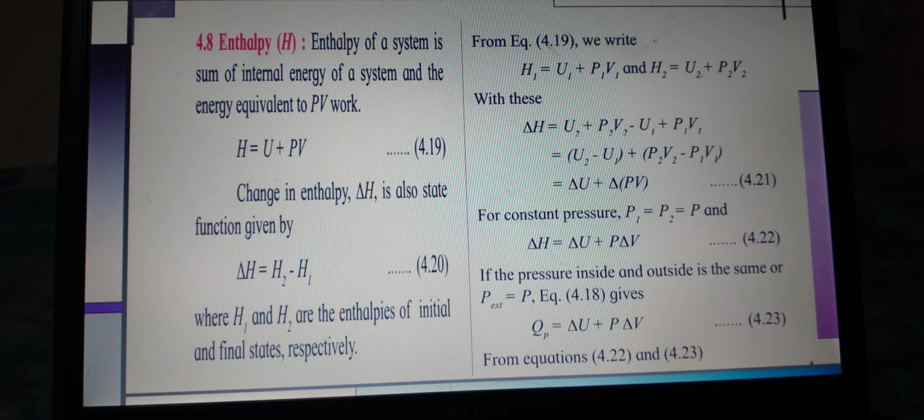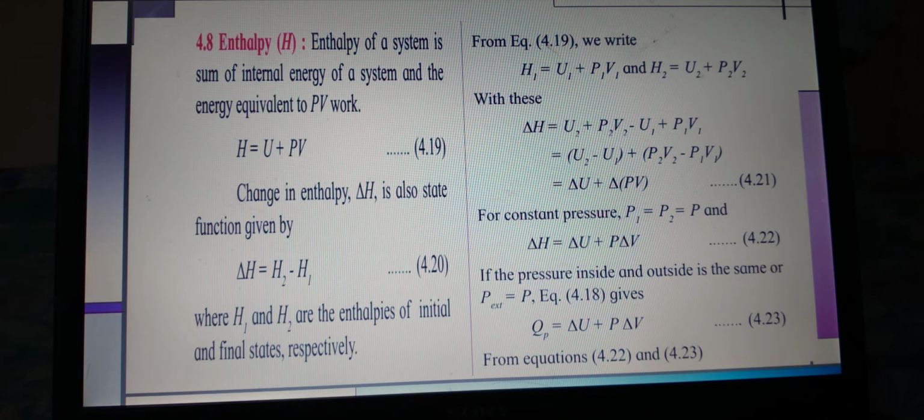Take the common terms outside: U2 minus U1 plus P2 V2 minus P1 V1. Now U2 minus U1, final minus initial, is delta U, that is the change in the internal energy. So we write there delta U plus P2 V2 minus P1 V1. Yes, we learned that it is the total change in the pressure-volume term, so we write there delta PV.